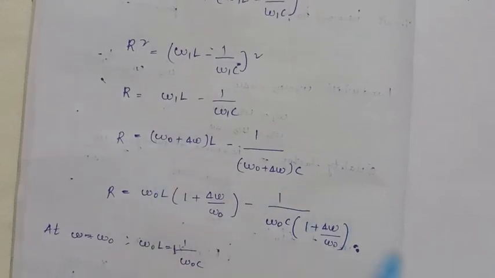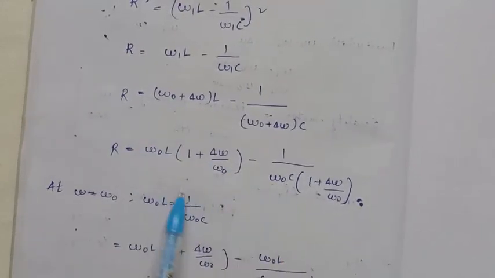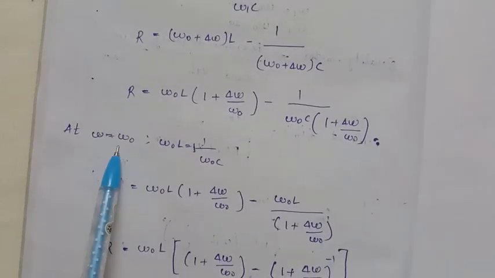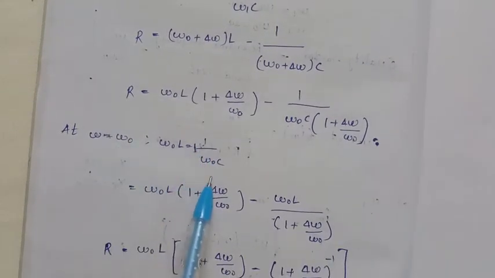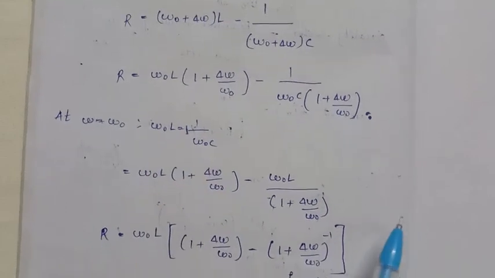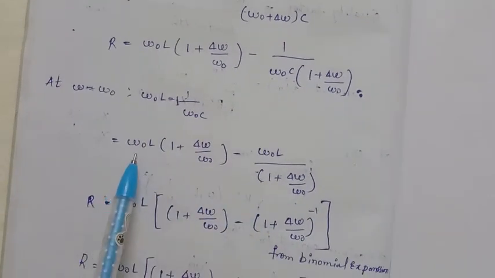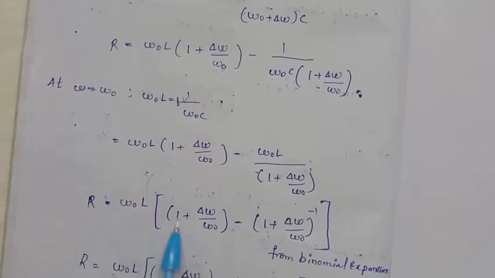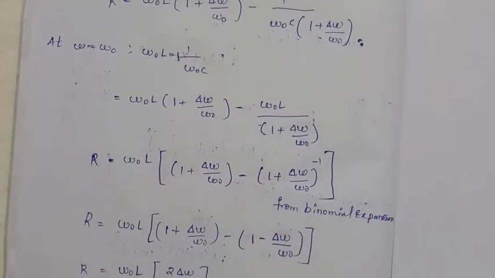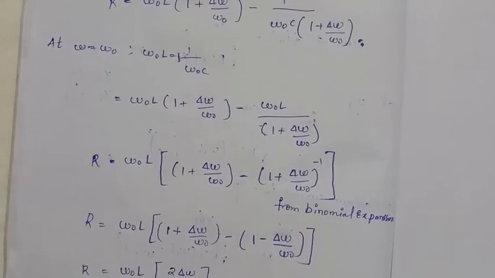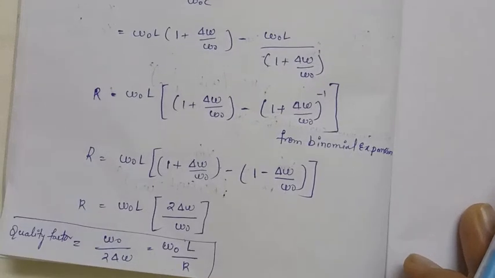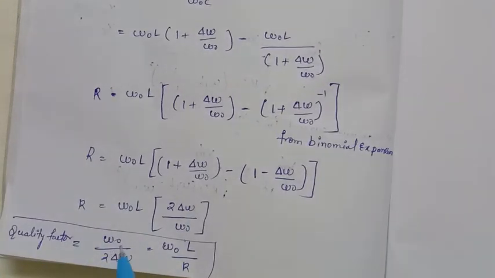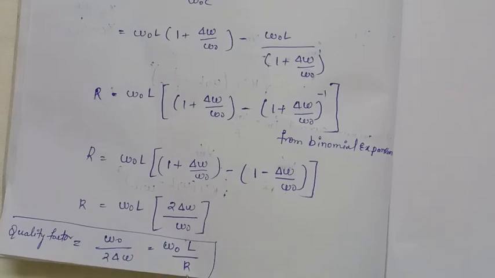Then you substitute the expression for omega 1 here and take omega naught common from these two terms. At resonance frequency omega naught L is equal to 1 by omega naught C. So you take omega naught L common, and plus 1 and minus 1 get cancelled. We get 2 delta omega by omega naught. This term is nothing but the quality factor. Quality factor is the ratio of resonance frequency to the bandwidth. So this can be written as omega naught L by R.